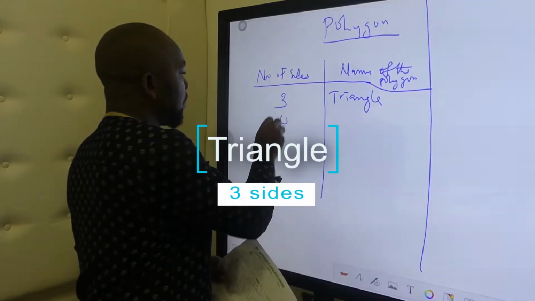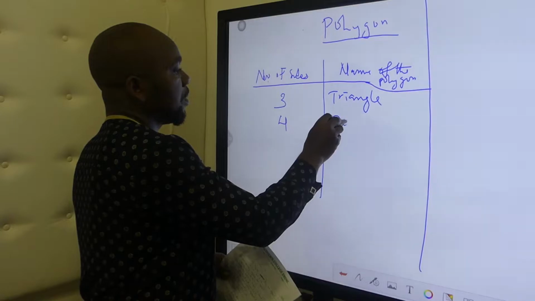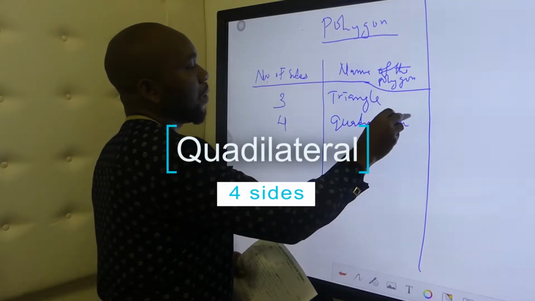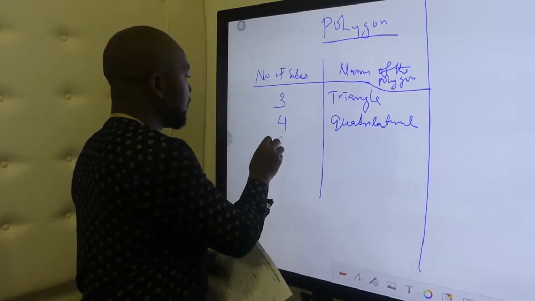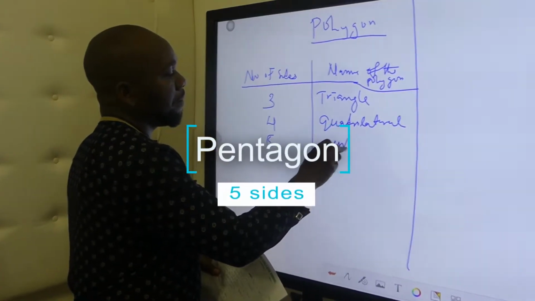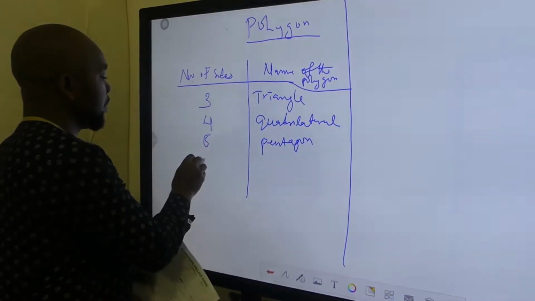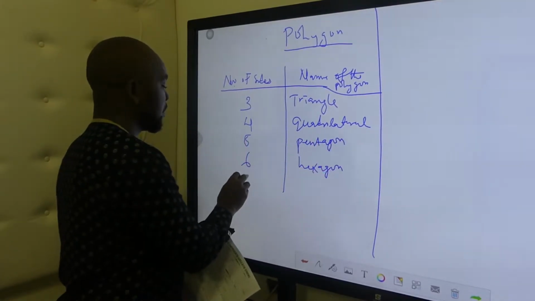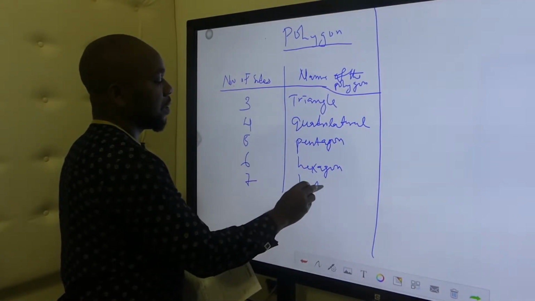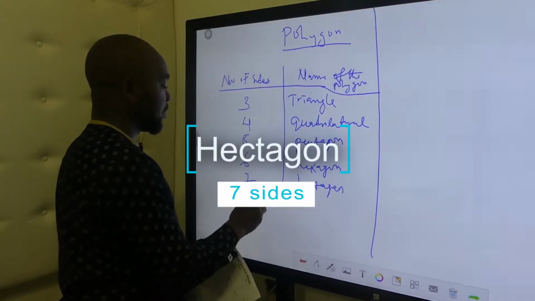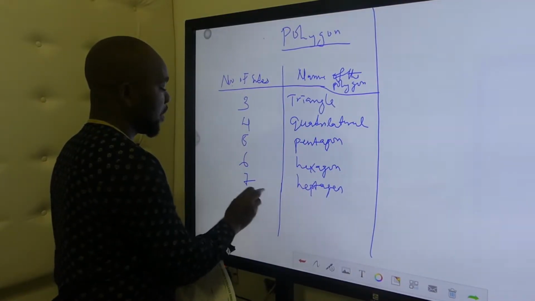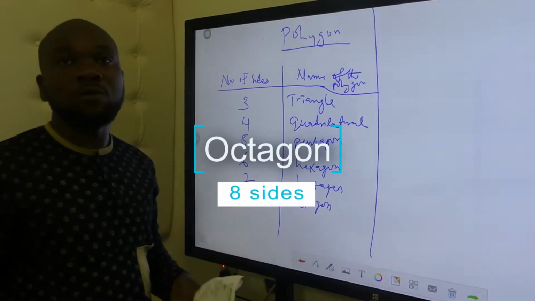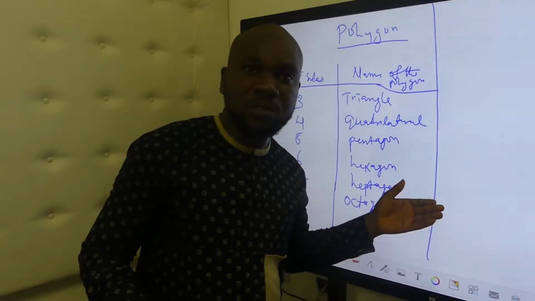When it is four, it is called a quadrilateral. Five is a pentagon. Six is a hexagon. Seven is a heptagon. Eight is an octagon, and so on and so forth. It is there in your lecture notes.